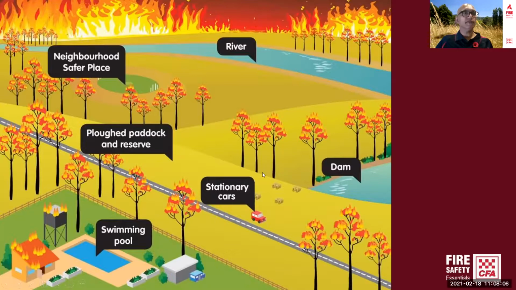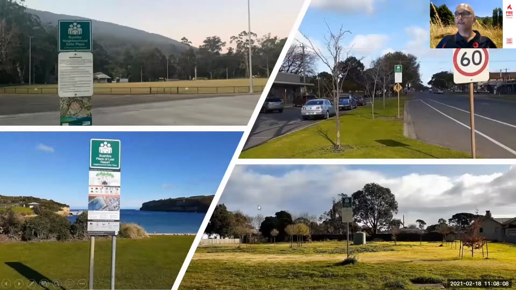There's a reference made there to neighborhood safer places, or what we call neighborhood places of last resort. The interesting thing to note is that they're sometimes called bushfire places of last resort, and they're denoted by that green sign, as you can see on the left-hand side there. It's quite interesting actually with Simpson, that Simpson could potentially be the future site of an NSP or neighborhood safer place site, and a review is underway at the moment.